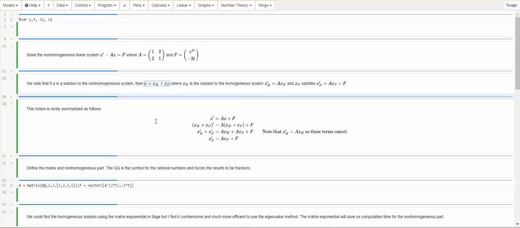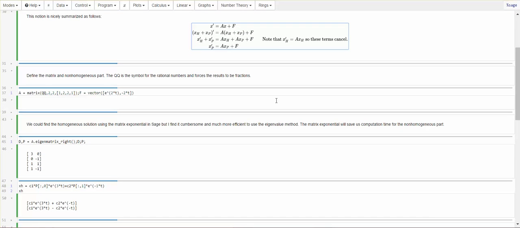Now, we could summarize this decomposition into the homogeneous and particular solution by following this set of equations. I substitute the decomposition into the ODE and distribute the matrix. In this term, the x prime sub h and the A x sub h cancel with one another because they're equal to one another. So we can just subtract them off, and I'm left with x prime p equals A x p plus f.